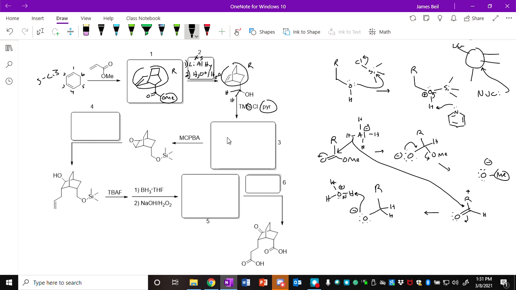So compound 3 should be the same structure except now the oxygen is protected with a silyl group. The point of that is to protect that oxygen so it does not react with MCPBA. And the MCPBA, we know, will convert an alkene into an epoxide. So that's what occurs next here.